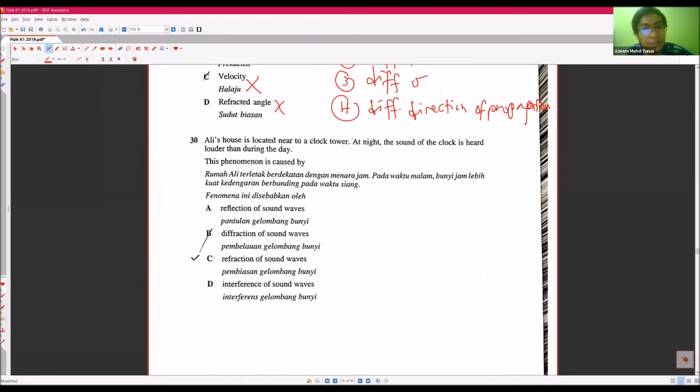Ali's house is located near a clock tower. At night, the sound of the clock is louder than during the day. This phenomenon is caused by... so again, this is refraction. Because we have two situations, day and night, basically they have different temperatures, thus different air density, so it's going to be a different angle. So it's not reflection, but it is refraction. Interference is also wrong. So the answer is going to be C.